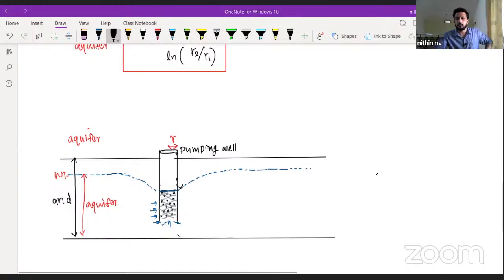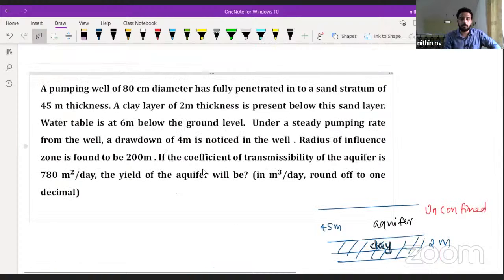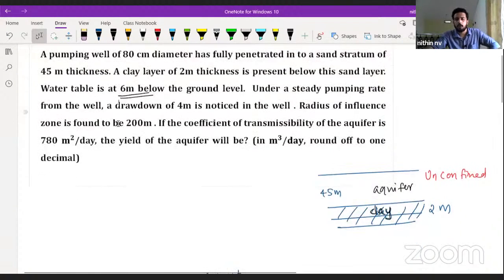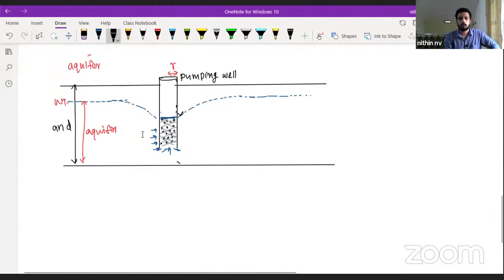So what they have given in the question: 45 meters is the total thickness and the water table is 6 meters below the ground level. So can you please comment and let me know what will be the thickness of the aquifer? The complete sand layer is 45 meters. I am getting some wrong answers. I hope the wrong answers came because of this. Yes, very good. Now the thickness of the aquifer is 39 meters.